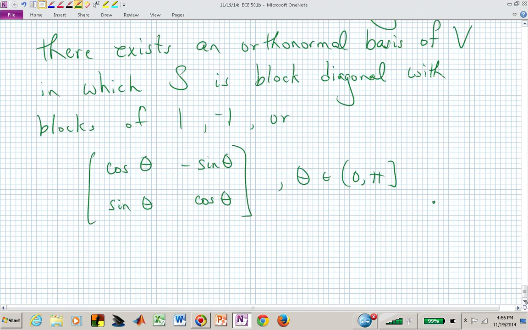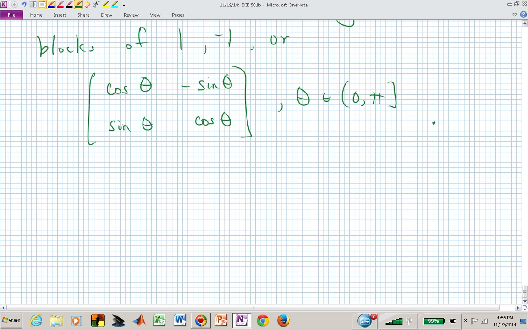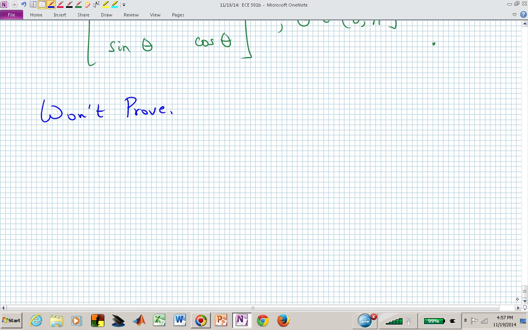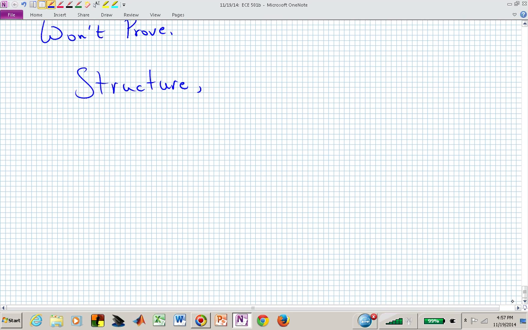That's theorem 738. We won't prove that. You're welcome. But you can look at that on your own. But what we want to do is look at the structure, what that means, to get a more intuitive feel for that result. We have these 1 by 1 blocks.